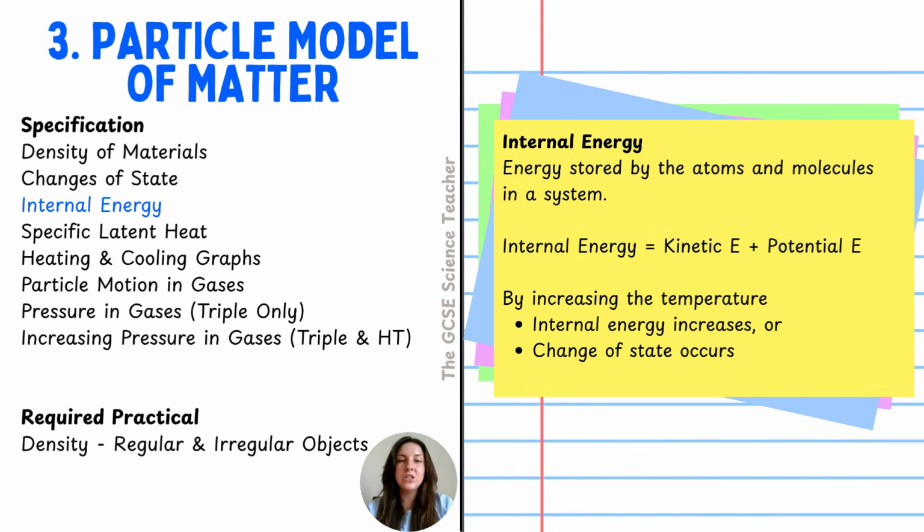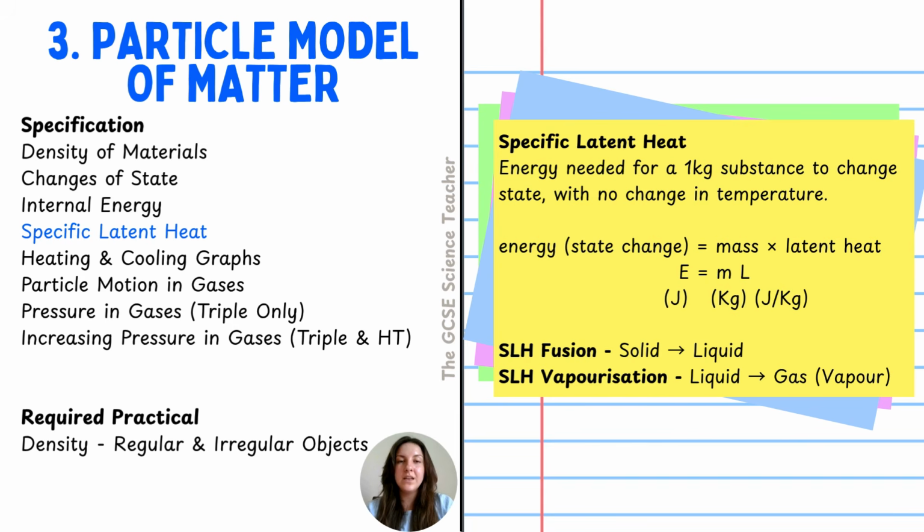Internal energy is the energy stored by the atoms and molecules in a system. Internal energy is calculated by kinetic energy plus potential energy. By increasing the temperature, you increase the internal energy, or you change the state. Specific latent heat is the energy needed for 1 kilogram of a substance to change state with no change in temperature. Energy change in state is equal to mass times latent heat, or E equals M times L, where energy is in joules, mass is in kilograms, and latent heat is in joules per kilogram. Specific latent heat of fusion is solid to liquid.